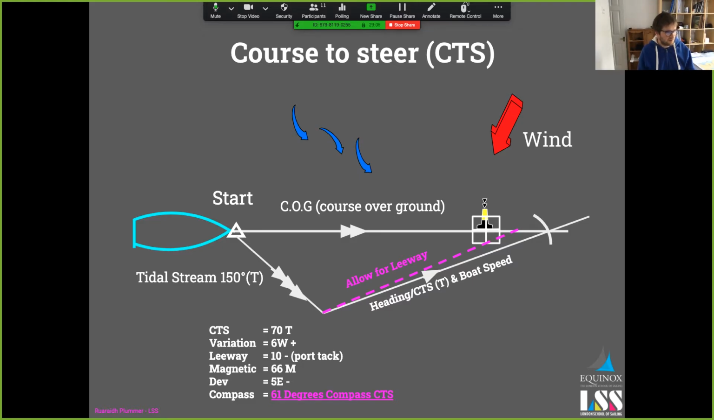And then I have 5 degrees of deviation. The key with this is that deviation is always the last thing you implement. That gives us 61 degrees compass.